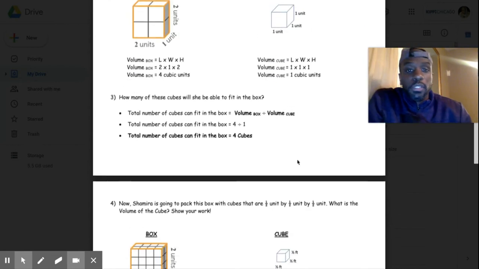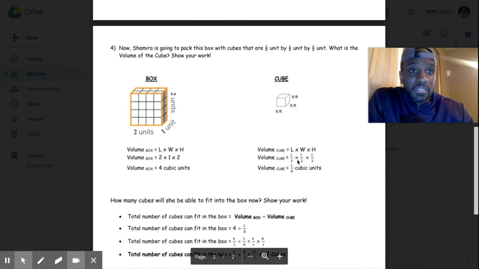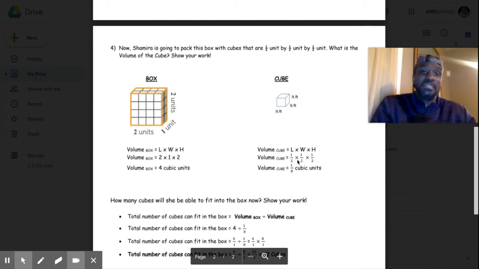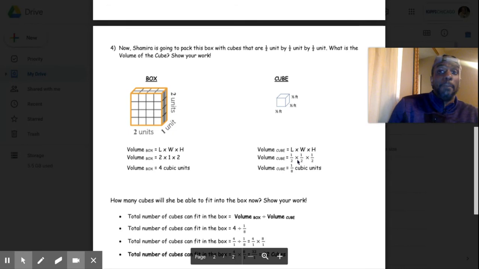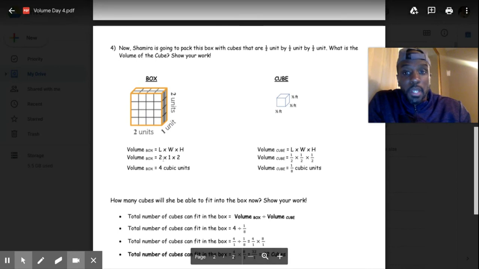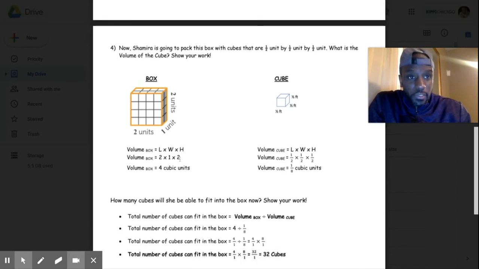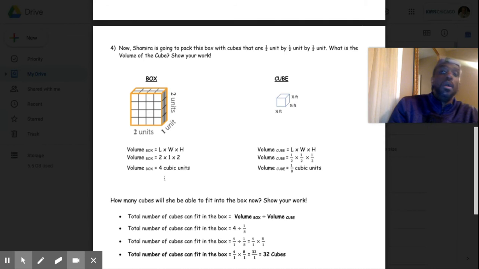Now we're going to do a slightly different problem using the same numbers for the box, but different numbers for the cube. It says now Shamira is going to pack this box with cubes that are 1/2 by 1/2 by 1/2. So the dimensions of the cube have changed. First of all, what is the volume of the box? We know the box from the original problem was 2 by 1 by 2. So that's 2 times 1 times 2, which is 4.